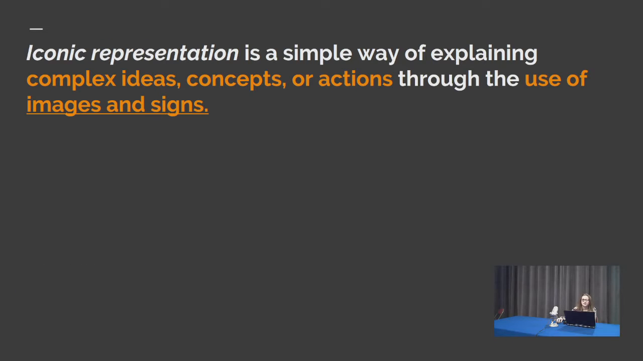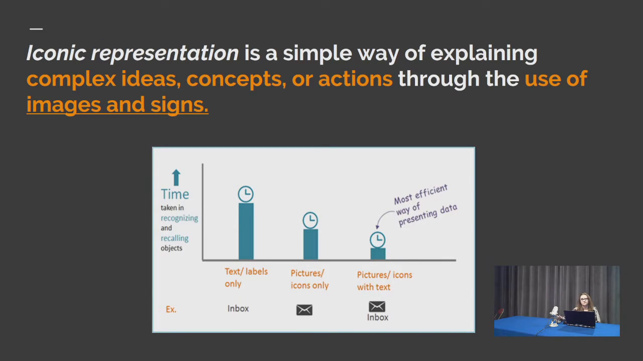So iconic representation is a simple way of explaining complex ideas, concepts, or actions through the use of images and signs. So I added in this picture because I thought it was a pretty good way to summarize everything that we talked about. If you look at the furthest to the left, it says text and labels only. So if you just use the word inbox, it takes a lot of time for people to recognize what exactly that means and what you're looking at. But with pictures and icons only, it's a little bit easier because pictures are a little easier to understand sometimes.